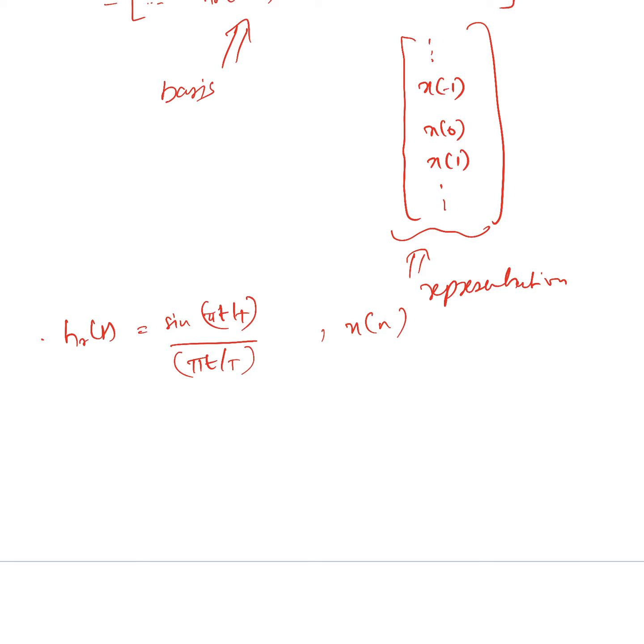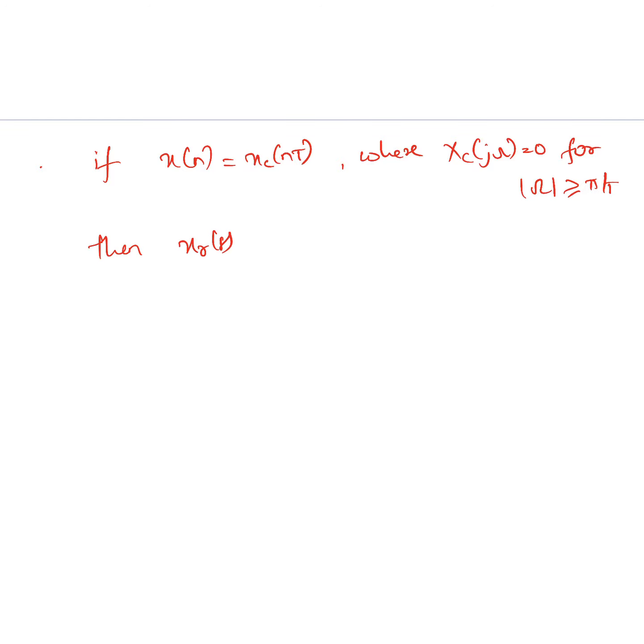Okay, so if we see from the frequency domain arguments, there are some interesting points. From the frequency domain arguments, which we had seen in the last lecture, we saw that if x[n] is equal to xc of nT, where xc of j omega is equal to 0 for mod omega greater than or equal to pi by T. Okay, this is the property of the band limited signal. Then the reconstructed signal xr of t is equal to your xc of t.